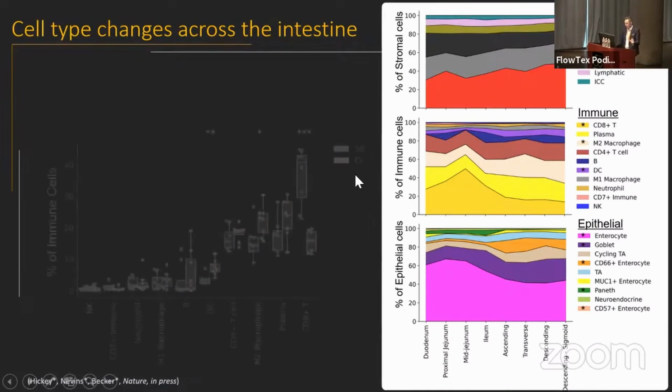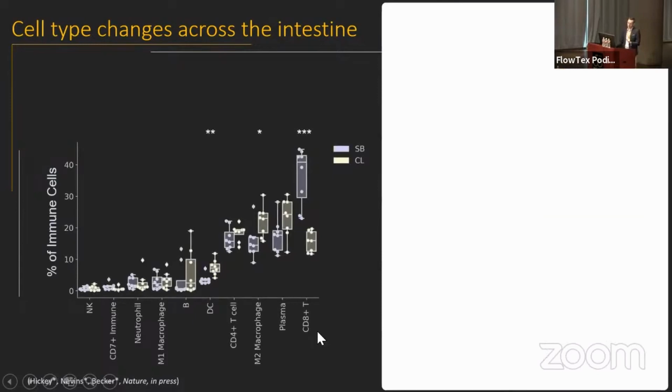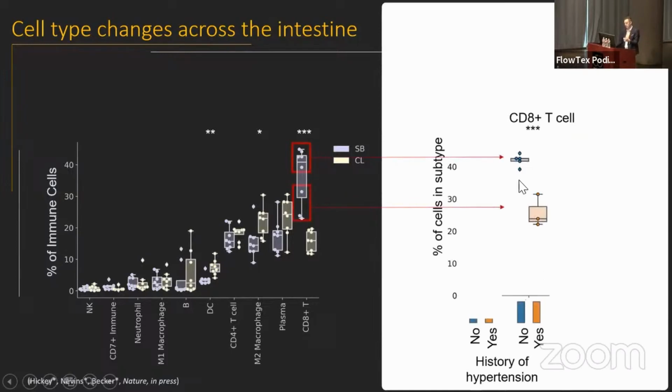And so I'm not going to mention everything here, but I will just say that we do see differences within immune cell populations. Particularly interesting to me is this difference between the CD8s. In the small intestine, we have much higher abundance of CD8 T cells as compared to the colon. And that in and of itself is interesting. But I was interested particularly in this variance that I saw within donors in the small intestine. And so we had some metadata associated with our donors. And one of those was people who had a history of hypertension. And what was interesting is that this variance was explained by people who had a history of hypertension.